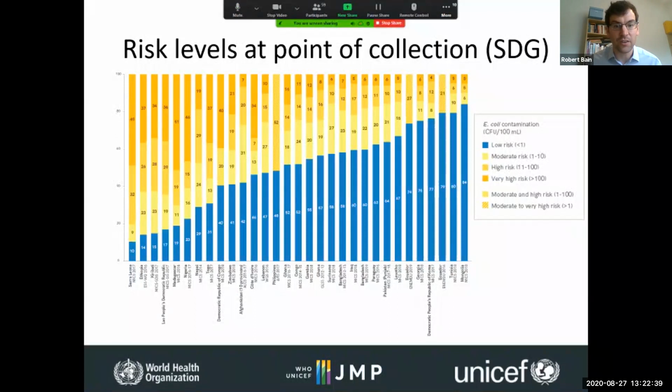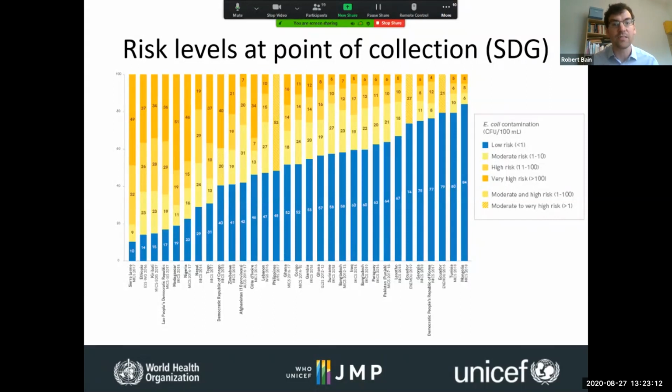So this chart shows really a wide range of contamination at the point of collection, or the water source, ranging from about 16% in Mongolia on the far right to 90% of the population in Sierra Leone with water that is not free from E. coli. There are also large parts of the population exposed to the sort of dark orange at the top here, so very high risk drinking water with over 100 E. coli per 100 millilitres, and that's over 1 in 3 people in 9 of the countries.